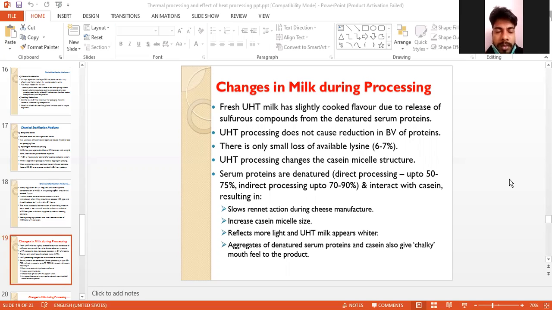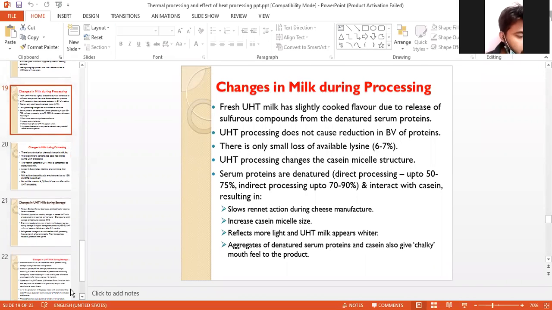Another thing is that the size of the casein micelle is increased, scattering slightly more light, and UST milk appears whiter. You can always observe that UST milk is slightly whiter than normal milk. We can also say that aggregates of denatured serum protein and casein give a chalky mouthfeel to the product. So these are the changes that take place due to the UST processing.